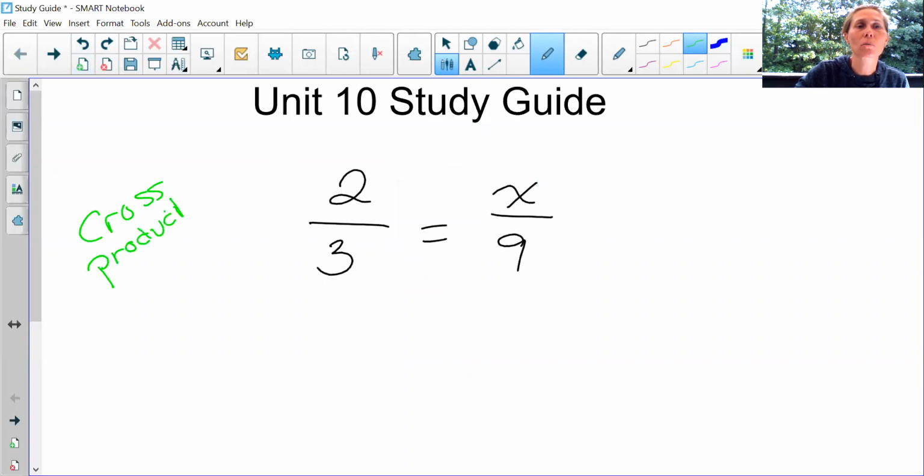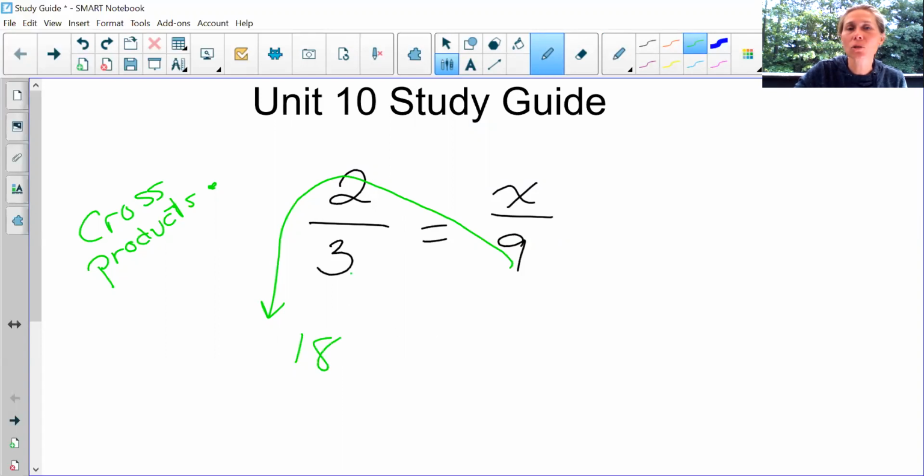That means you are multiplying crossways. It's kind of like diagonal. Okay, diagonal products, as some people would rather say. All right, and this is how you do it. You take your two numbers that you have together, the 2 and the 9, all right? And we're going to multiply them and drop them. What's 2 times 9? 18.